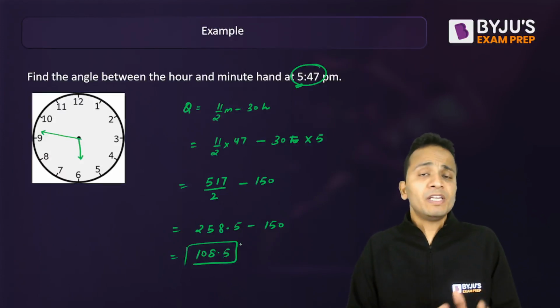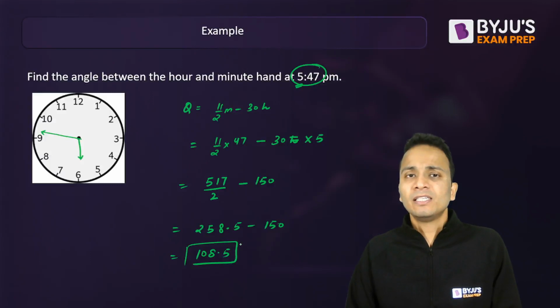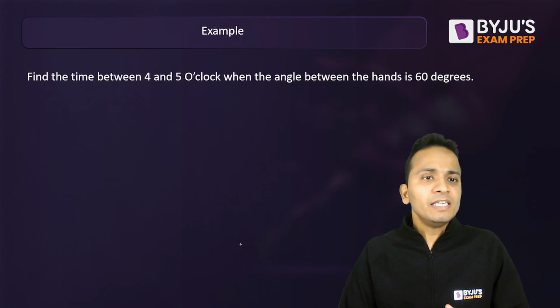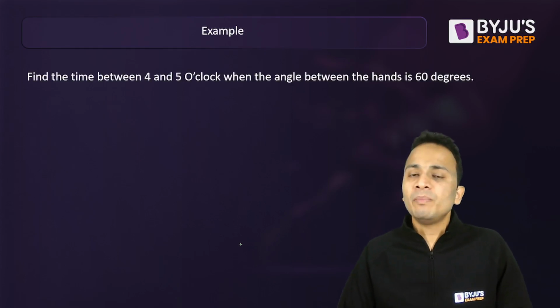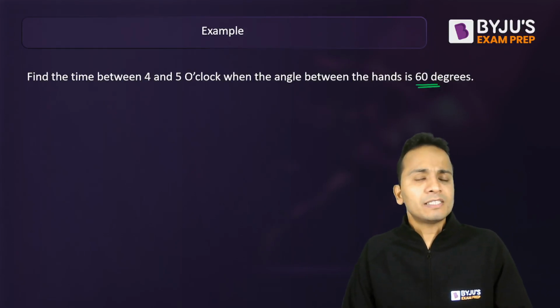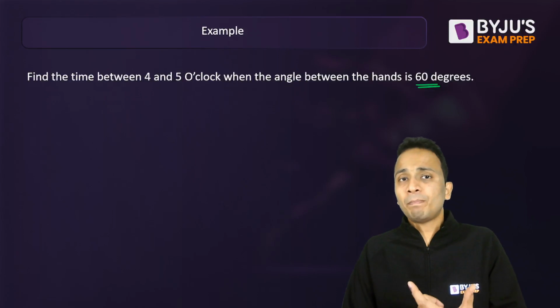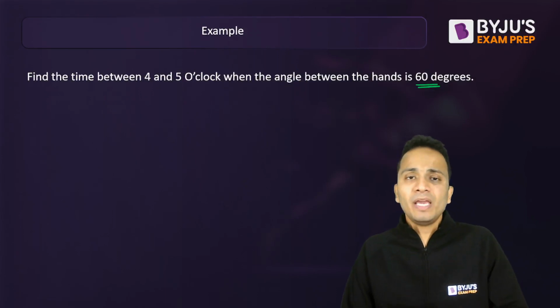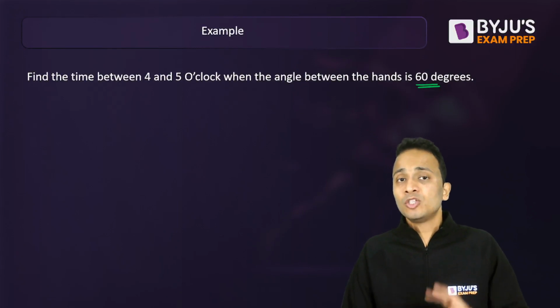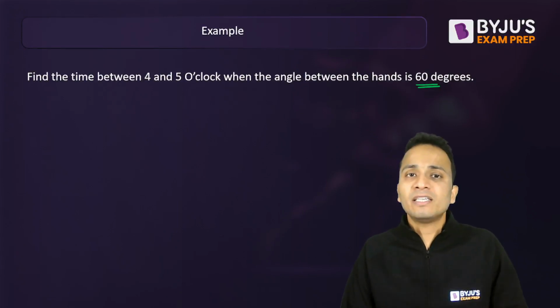So you will be given the angle between the hands and you'll have to find out the exact time. So the question will be asked in this manner. Find the exact time between 4 and 5 o'clock when the angle between the hands is 60 degrees. Now there may be some cases in which a particular angle can be made twice between any time range.